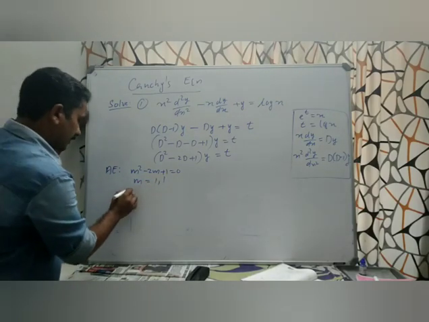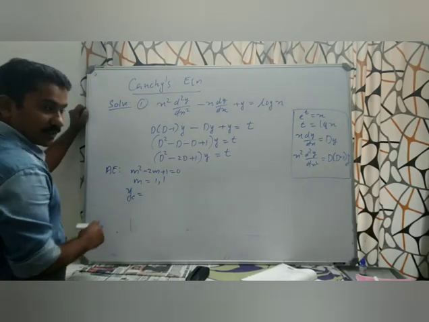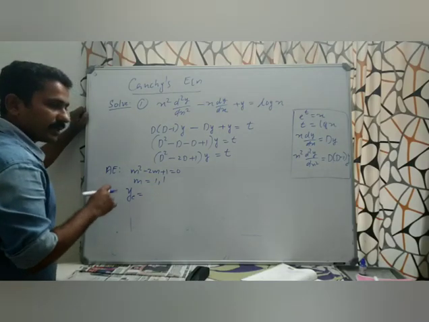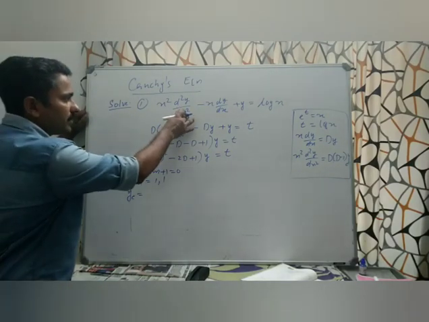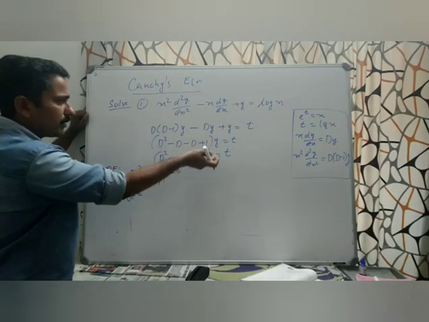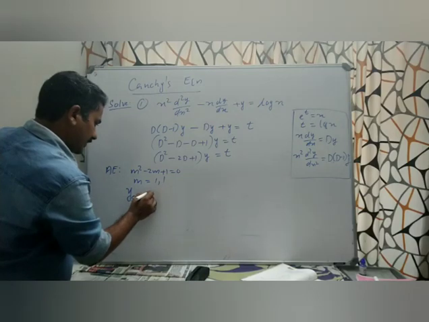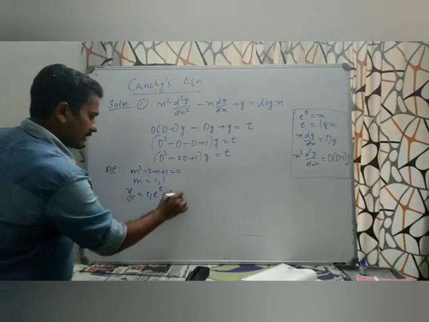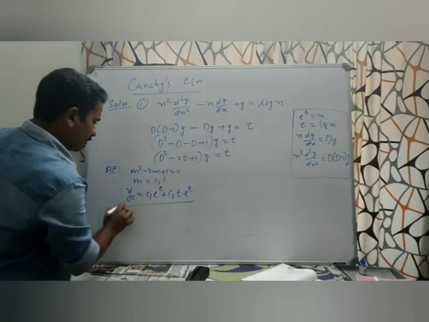And yc is equal to, when you write the complementary function, make sure that it should be in terms of t, because we have changed the problem from x to t. The independent variable now is t, not x. So yc is c1 e to the power t plus c2 t times e to the power t. This is the complementary function.